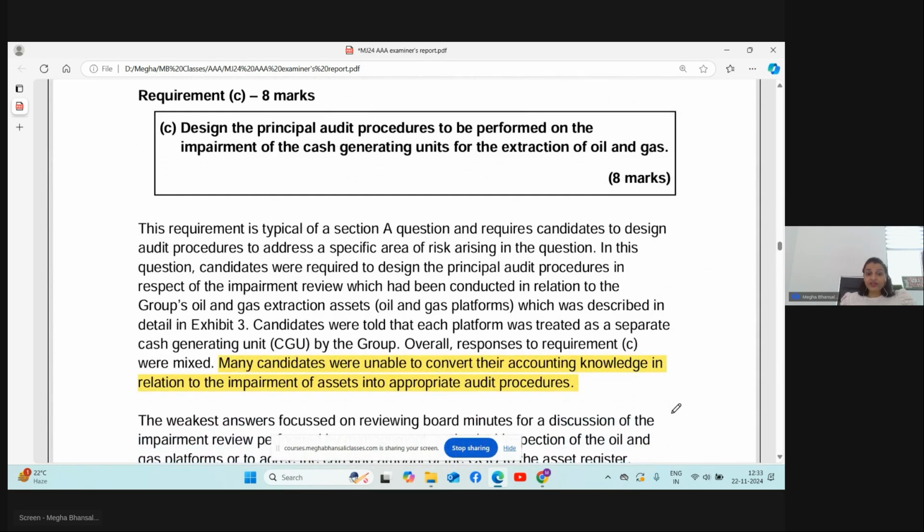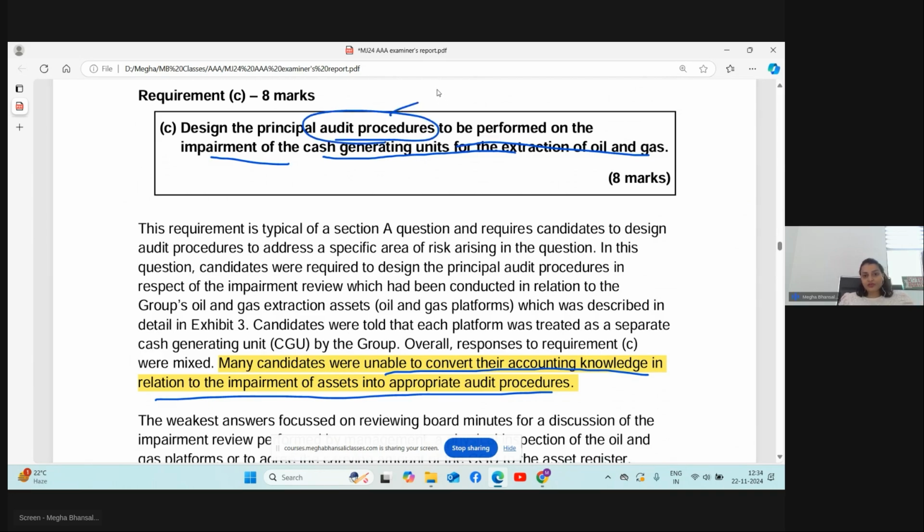Then here again they are saying many candidates were unable to convert their accounting knowledge in relation to impairment of assets into appropriate audit procedures. So here they have asked you audit procedures for impairment of the cash generating unit of oil and gas extraction. So this they have felt was not answered well. Now again the hack for a procedures question is, guys, for procedures you have to write your assertions. So assertions will basically help you understand what you are checking.